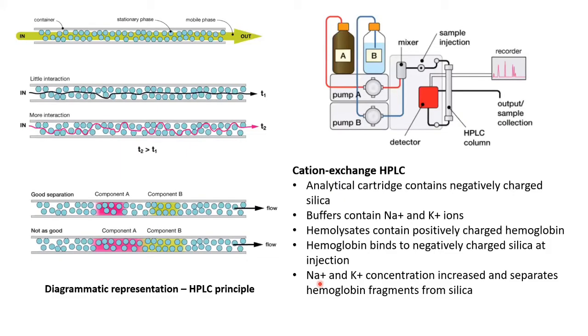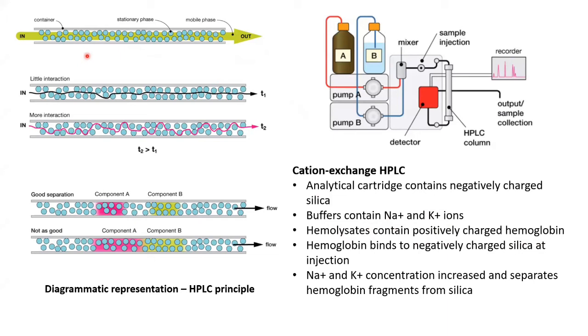So starting with the principle of the HPLC, the methodology which is used for hemoglobin HPLC is the cation exchange HPLC or CE-HPLC. Here the analytical cartridge or the HPLC column which is used, this is a representative photo of the HPLC column, contains negatively charged silica particles. That is nothing but the stationary phase. Then you have the mobile phase, which is the liquid phase that contains the buffer and the hemolysate. So the buffer in the hemoglobin HPLC contains sodium and potassium ions. The hemoglobin molecule which is present in the hemolysate is positively charged, whereas the silica is negatively charged.